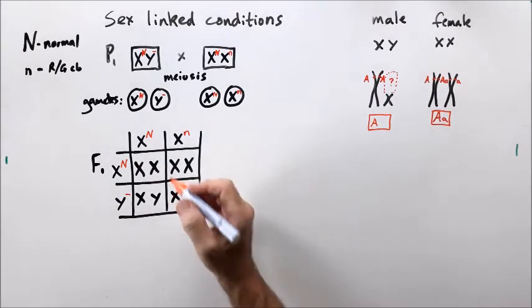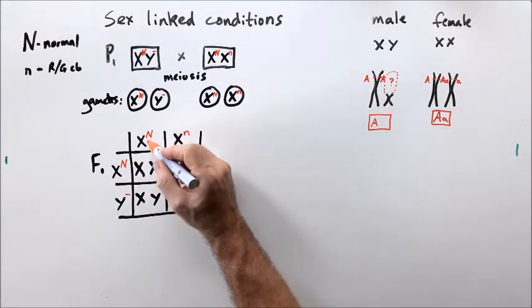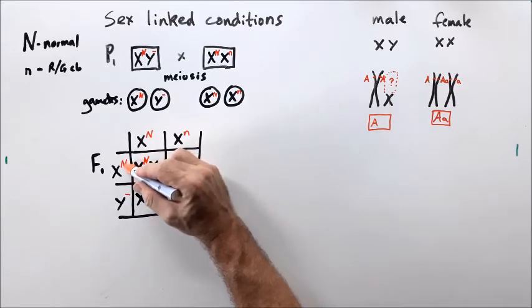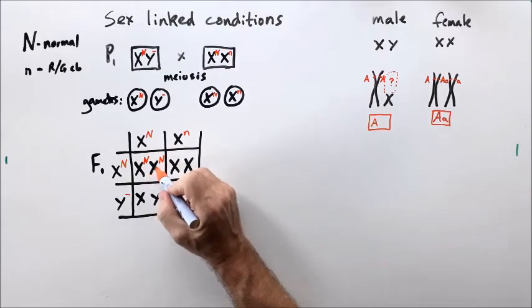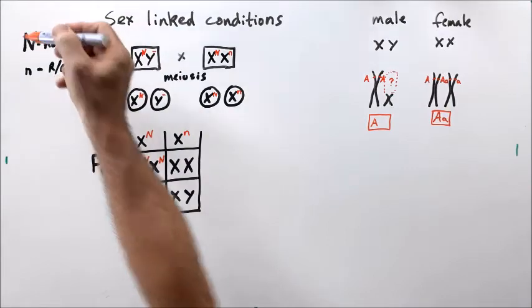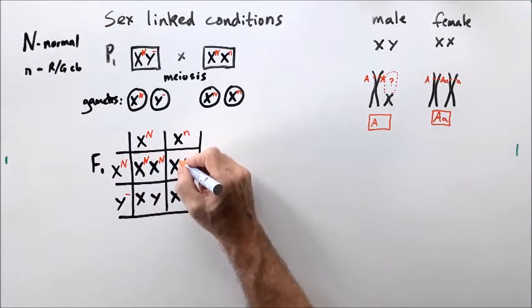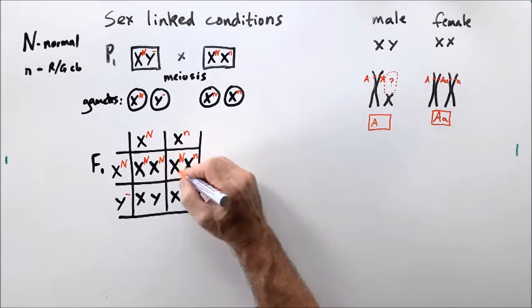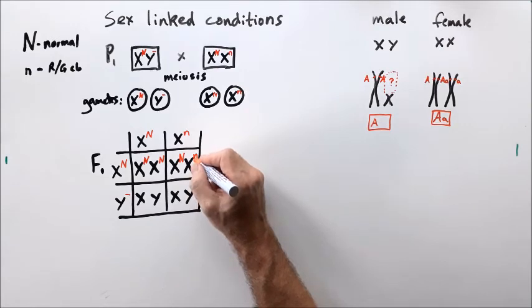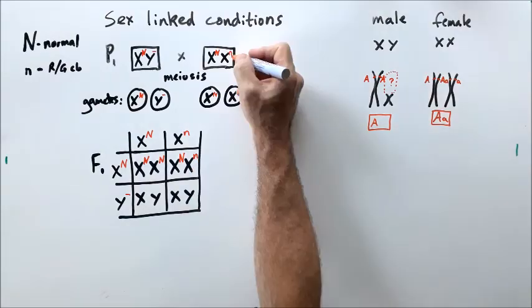Sex determination. Now let's put in the alleles. That'll be a capital N and a capital N. So we have a female with normal color vision, and she has two dominant genes for normal vision. And on this side over here, where we take the capital N, there's the normal vision, but have a look here. This female over here is carrying the recessive gene. Although she has normal vision, she's a carrier of the recessive gene.